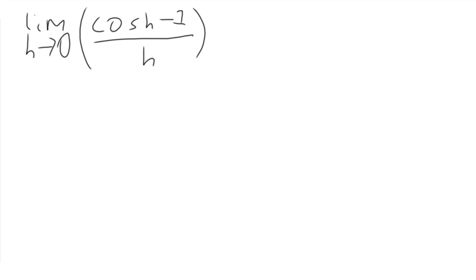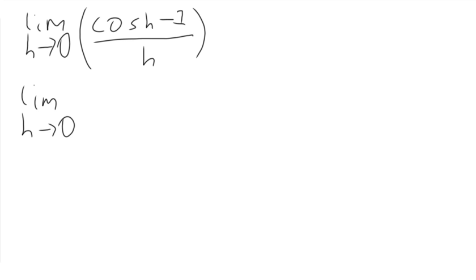Now, whenever I see this cosine h minus 1, any trig function minus 1, or 1 minus any trig function, or 1 plus a trig function, I think about multiplying by the conjugate, because that'll let me use some Pythagorean identities for the trig function. So let's take a look at that here.